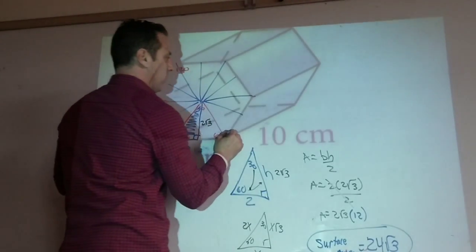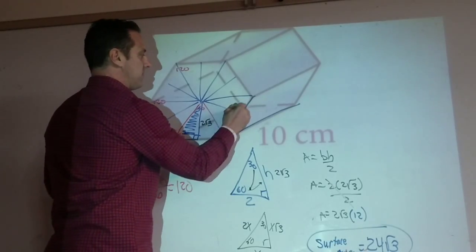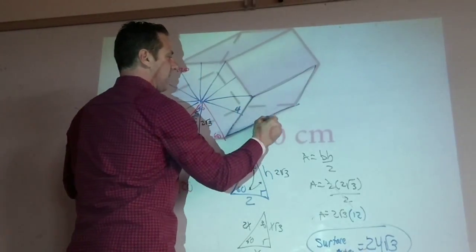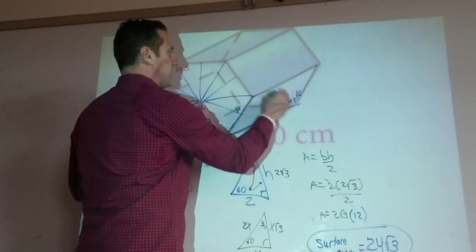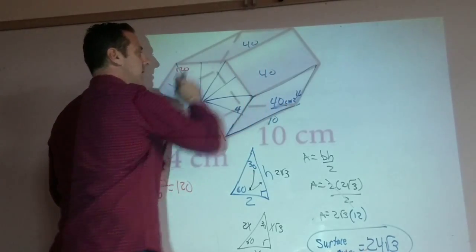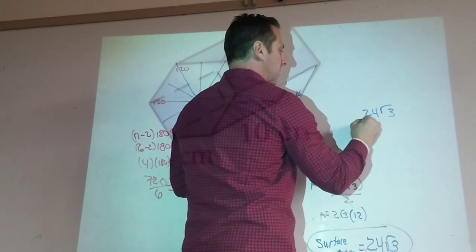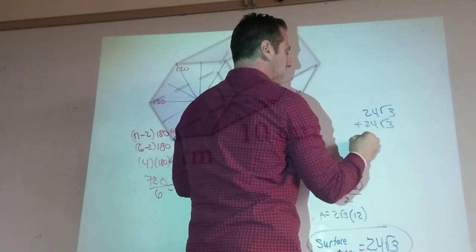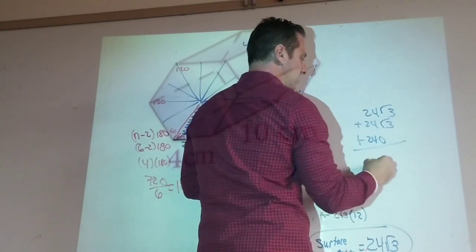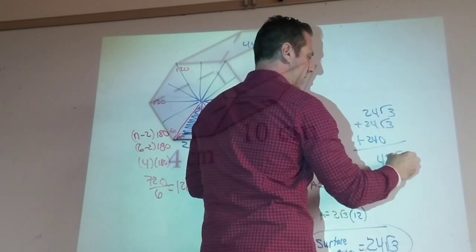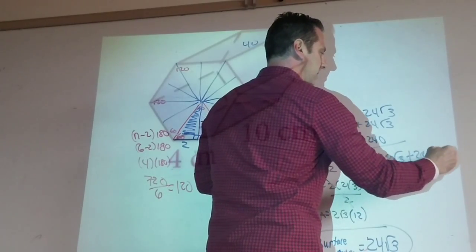And then this one here would be 10 times, well, if the sides are 4, this is 10 times 4. So you're going to have 10 times 4, which is 40 centimeters squared, but you're going to have this 6 times. So you add 24 square root of 3 plus 24 square root of 3 plus 40 6 times, which is 240. The answer here is going to be 48 square root of 3 plus 240 centimeters squared.